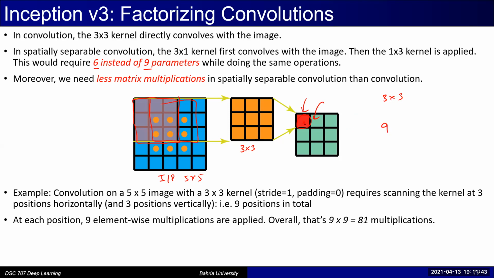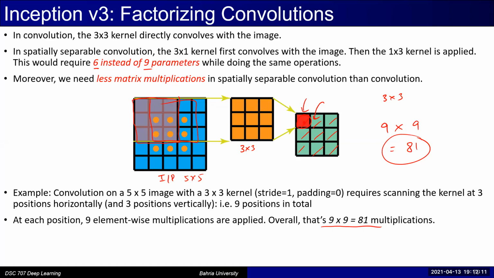Okay, how many values are we computing? 1, 2, 3, 4, 5, 6, 7, 8, 9. In total, we are computing 9 values. So the total number of multiplications is 81. You have the computations in the slide as well, that there are a total of 81 multiplications in this operation, where we are applying a 3 by 3 filter on an input of 5 cross 5 with a stride of 1 and no padding.